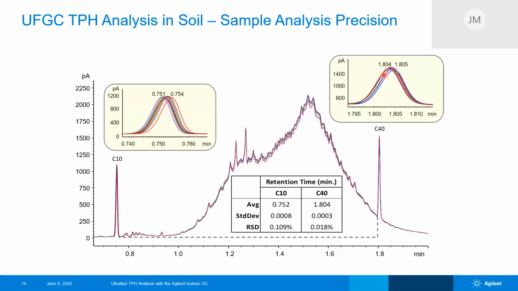And again, for the higher boiling components, it's even better. We're only 0.001 minutes difference between the high and the lows of these 10 overlays. So we get RSDs for retention time precision that are much less than 1 for the C10 and much less than 0.1 for the C40.